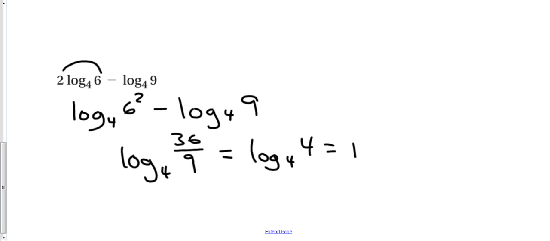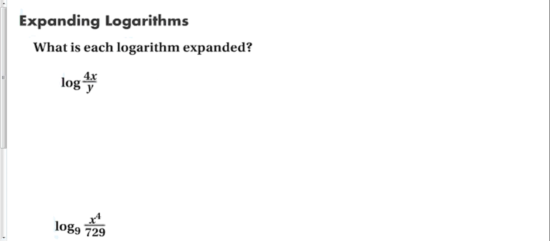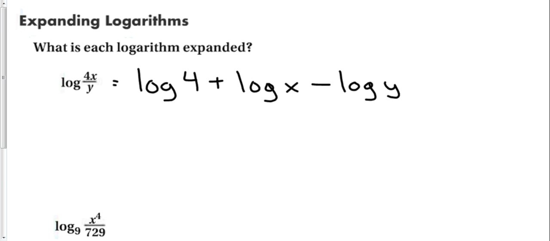We can also split them apart. So, my log here, I notice the 4, the x, and the y. So I have 3 things. So this logarithm is going to comprise 3 terms. So it would be log, no base, which means base 10, log 4, plus, because it's multiplied, log x, and then since the y is on the bottom, minus log of y.